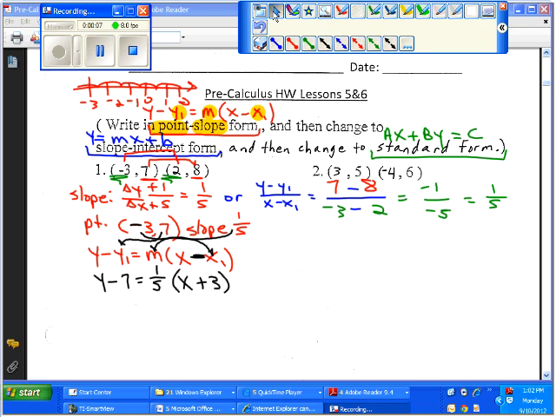Now, that's the first thing it told us to do. First thing it told us to do is to write it in point-slope form, and we're going to label that as point-slope so that we know what we have. And the next thing it said to do was change it into slope-intercept. How do you go from point-slope to slope-intercept? Well, look at what this looks like. There's not any parentheses, and the y is all by itself. To get rid of the parentheses, you do what? Distribute.